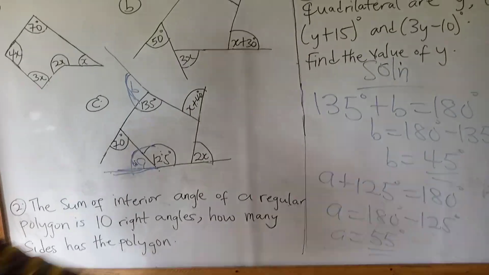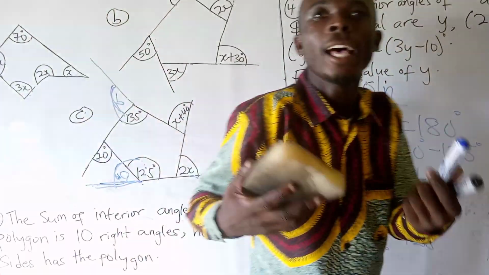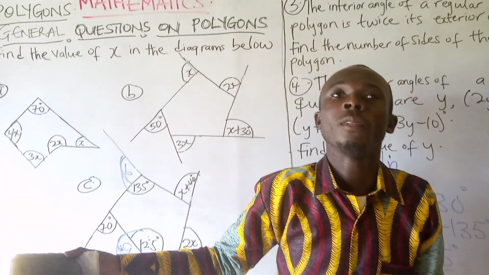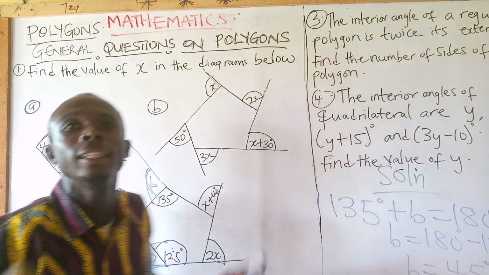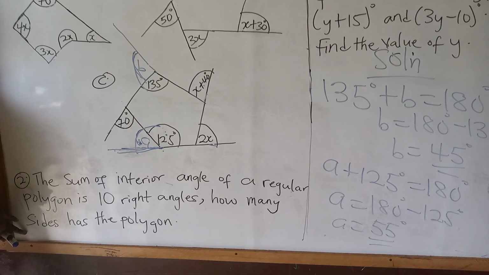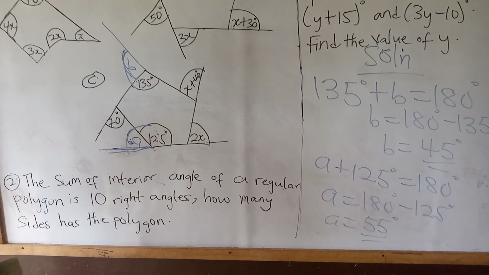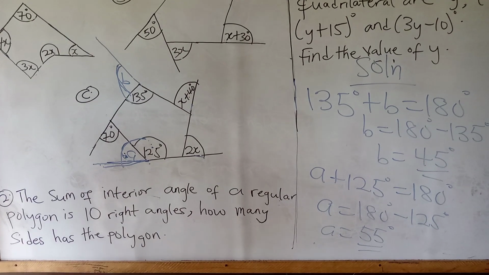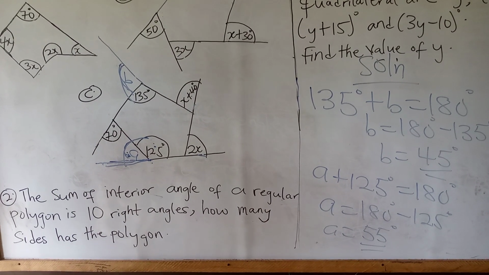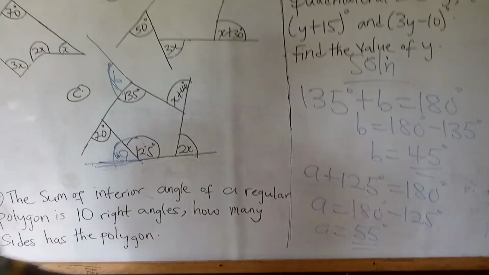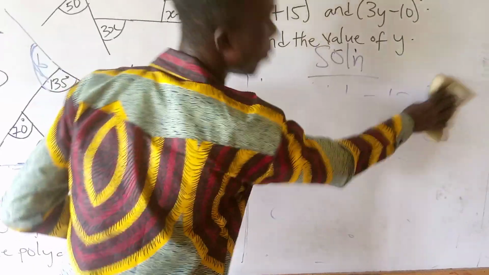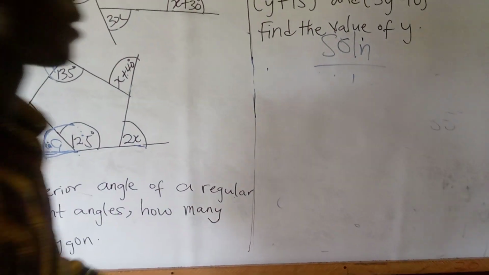Question 2. That's why I said this is an application question under what? Polygons. Application questions under polygons. Question 2. The sum of interior angle of a regular polygon is 10 right angles. How many sides has the polygon?